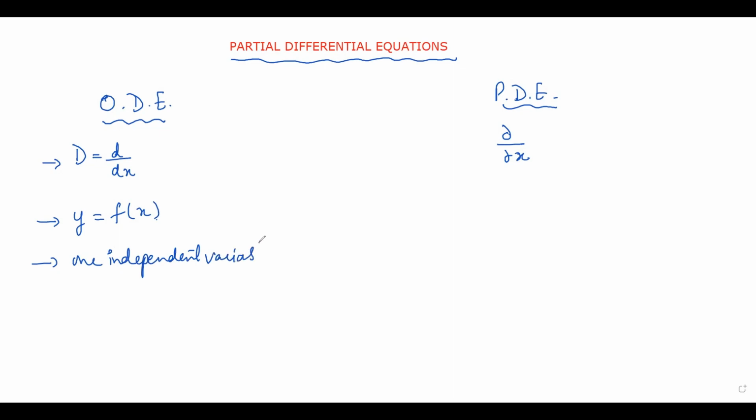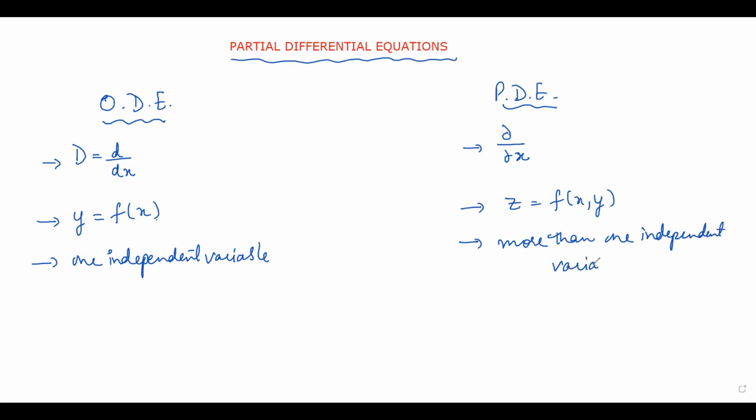Whereas when we talk about a partial differential equation, we are talking about two or more independent variables, so more than one independent variable. So that's the difference between an ordinary differential equation and a partial differential equation.